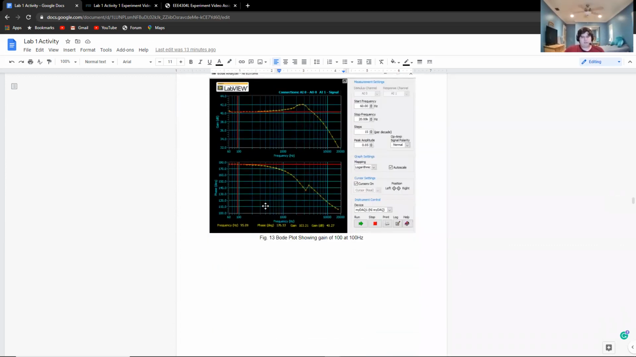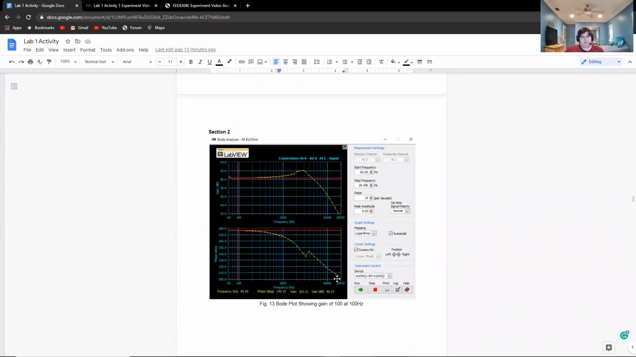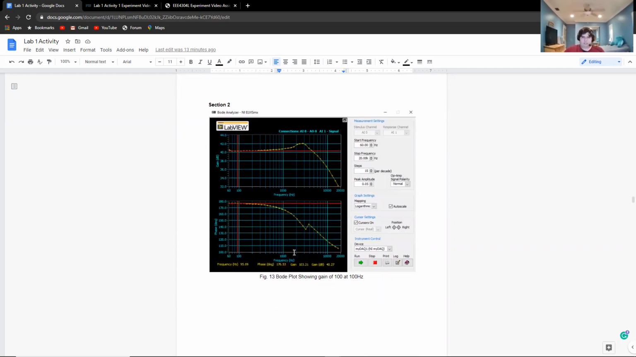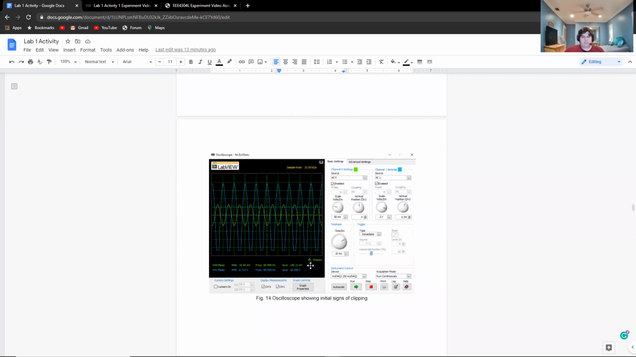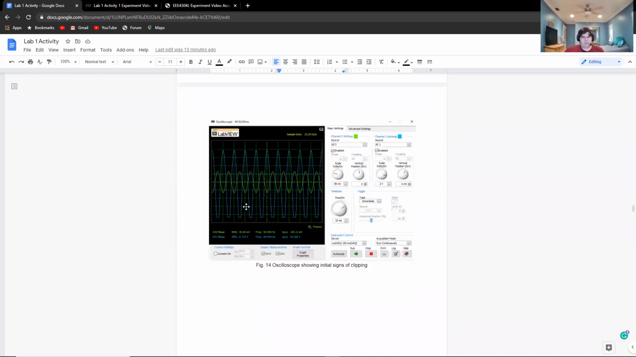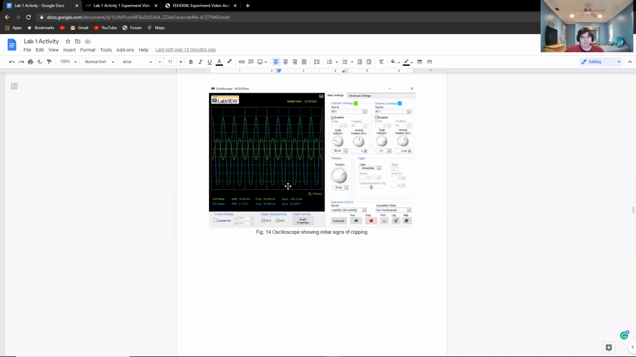So in section 2, we were asked to build a minus 100 gain circuit amplifier at 100 hertz. We were able to do that, where we can see that at a frequency of around 100, 95.09, we got a gain of 103.21, which shows that it was able to be done. And then you wanted us to test if we were able to clip it. So we were able to do so at 130.21 millivolts.